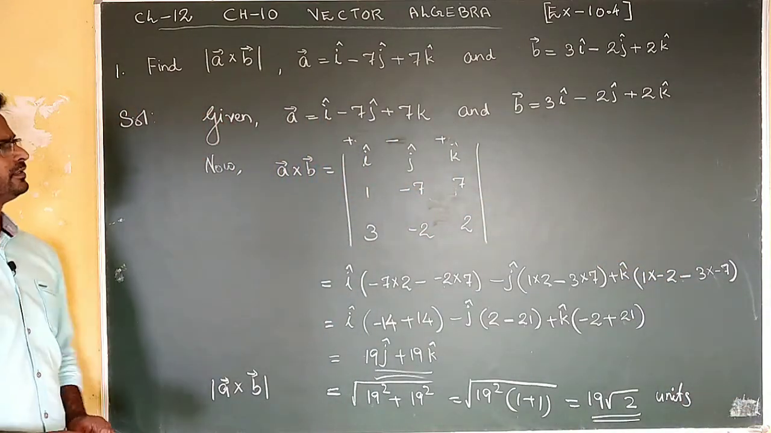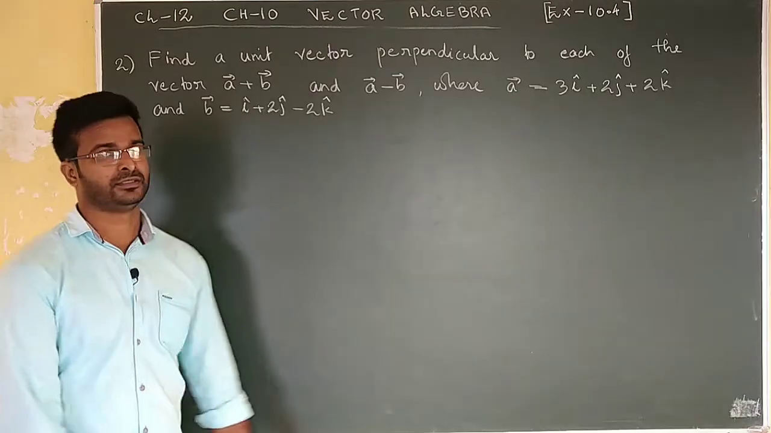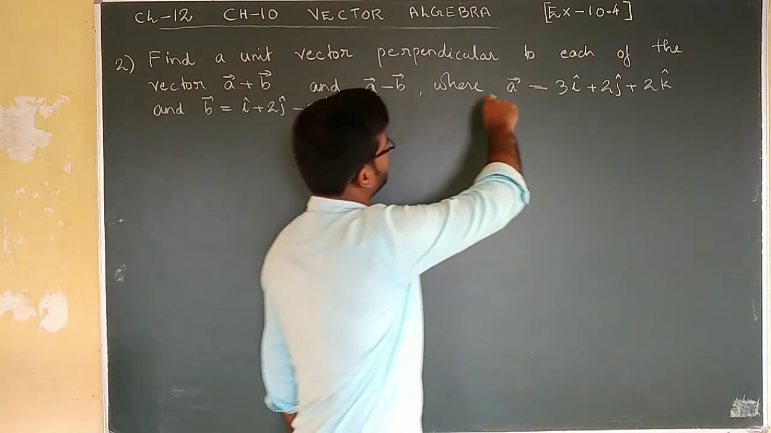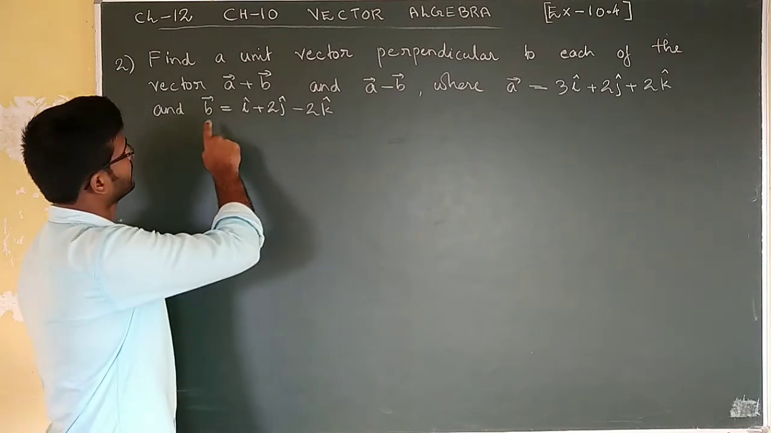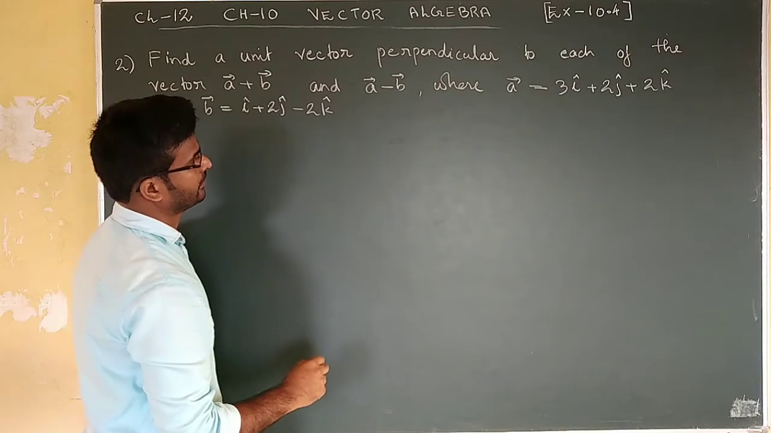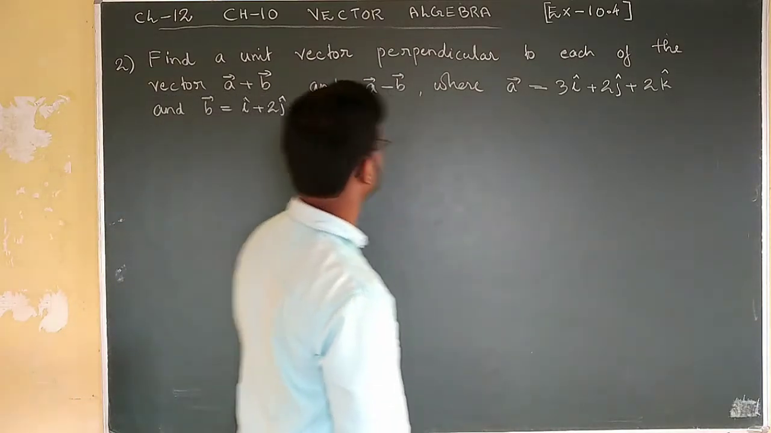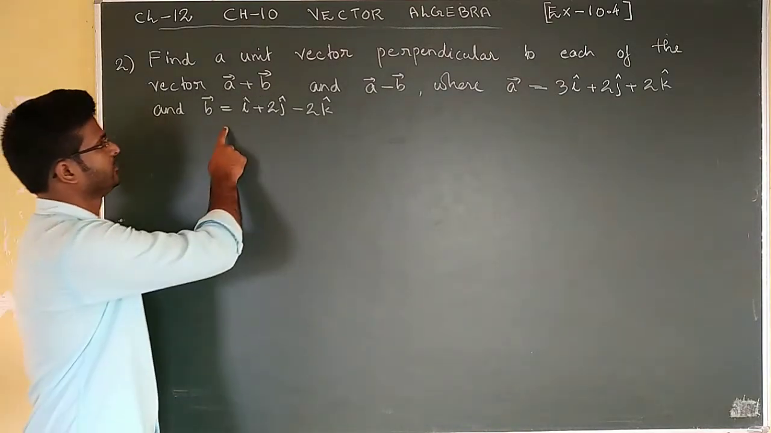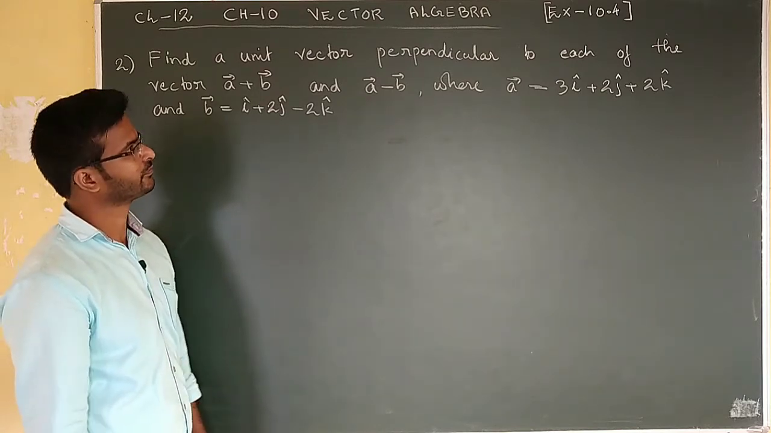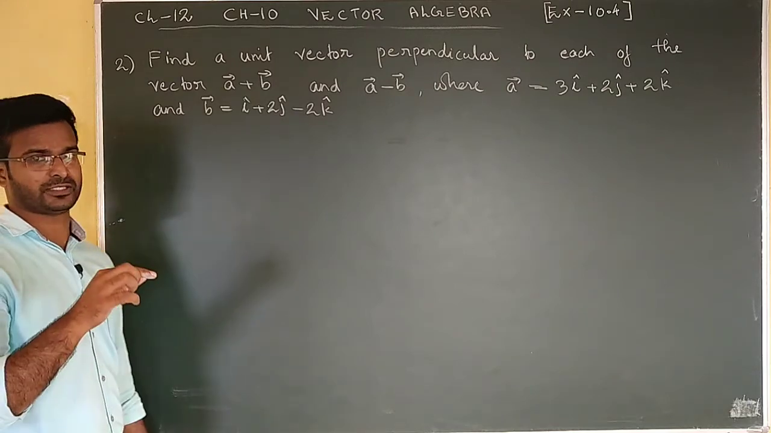This is our answer. Just pause the video or write it down in your notebook. Question number 2. Find a unit vector perpendicular to each of the vectors A plus B and A minus B, where A vector equals 3i plus 2j plus 2k and B vector equals i plus 2j minus 2k. Our question is to find the perpendicular vector.